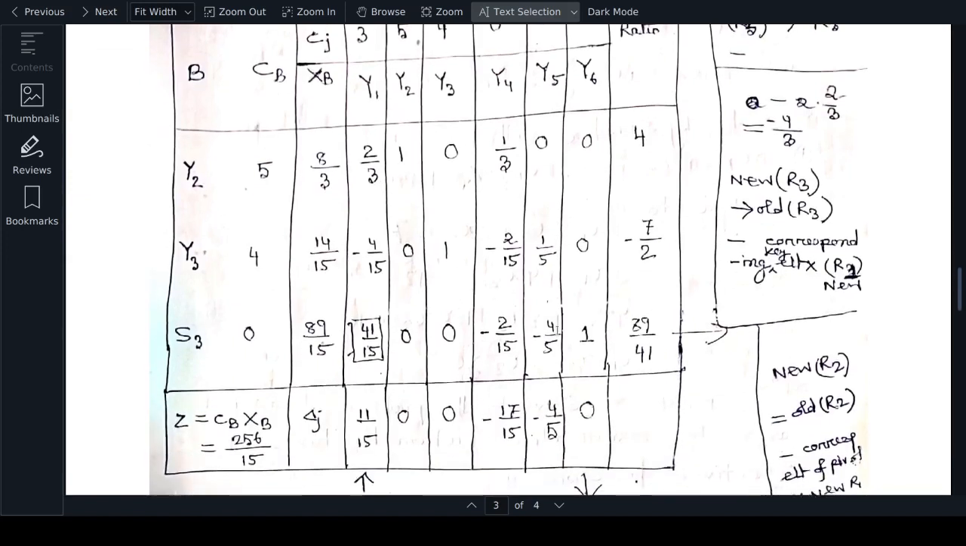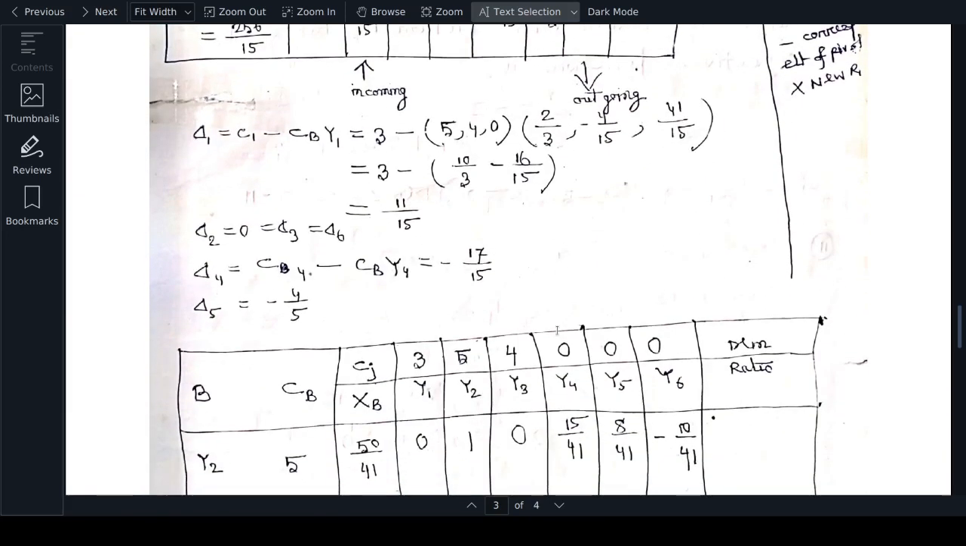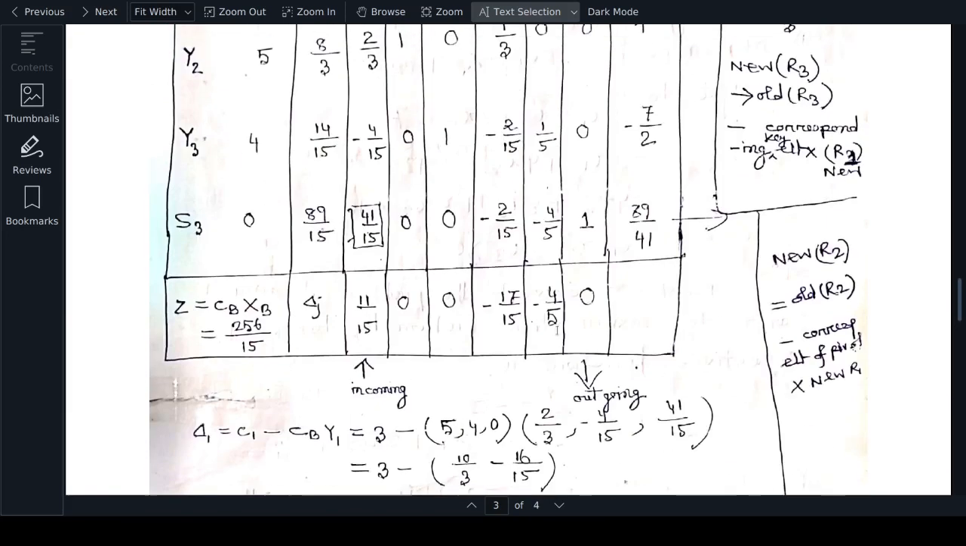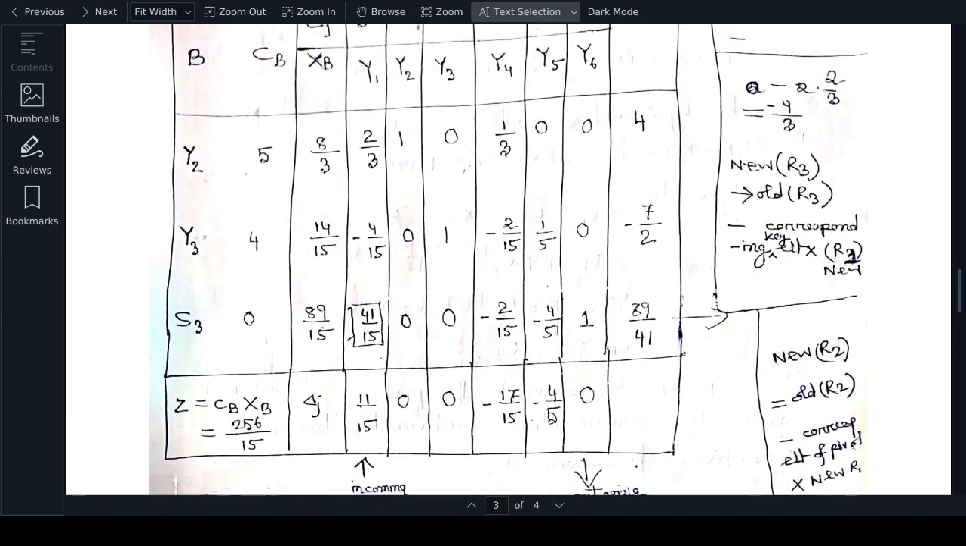No, sir. So here, which one is the incoming vector? Incoming vector in the third table will be which one? Y1. Yes, y1. So y1 is the incoming vector. So the minimum ratio will be xb by y1. So 8 by 3 divided by 2 by 3, ultimately 4. Then 14 by 15 minus 4 by 15.